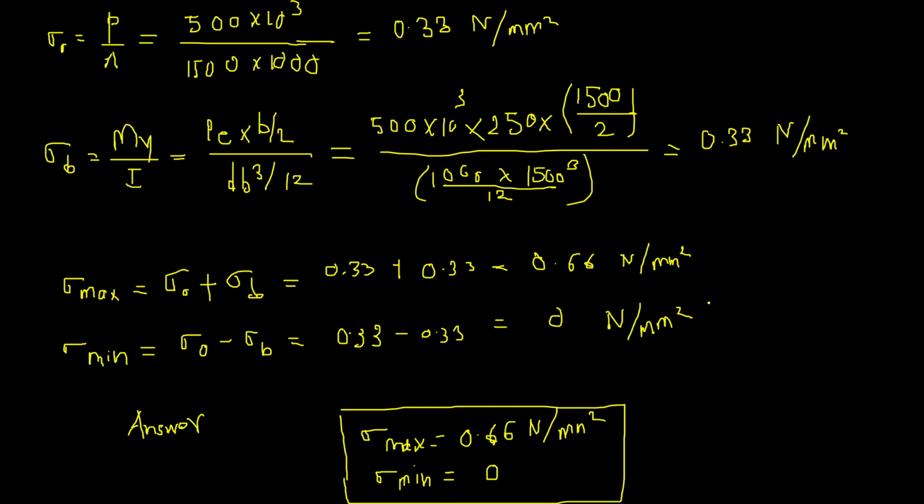Okay, so now we'll start the fourth problem. Fourth problem is somewhat tricky, so pay attention. So a column is given same, but in this case the shape of the column cross section is hollow rectangular column. It is hollow. So this is our normal rectangle and this is the hollow rectangular shape.